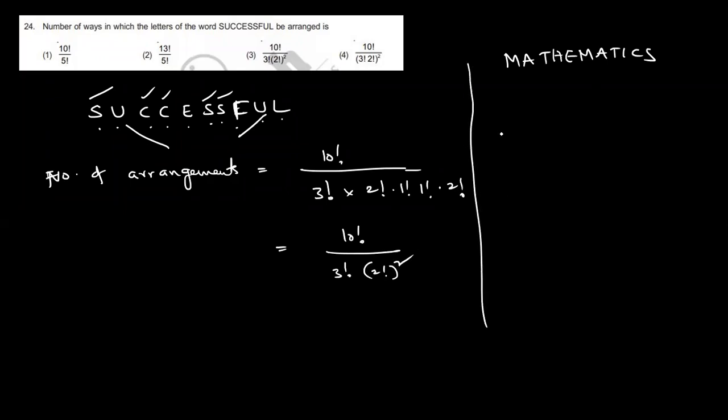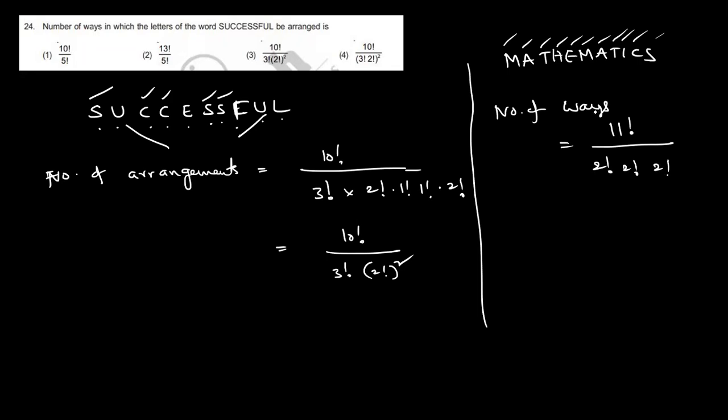So like that, the number of ways in which the letters of the word MATHEMATICS can be arranged. What is the answer? 1, 2, 3, 4, 5, 6, 7, 8, 9, 10, 11. 11 factorial by how much? 2 factorial for M, 2 factorial for A, 2 factorial for T. That is the answer. Check it. M is repeated 2 times, A is also repeated 2 times, T is also repeated 2 times. Anything else? That's all.